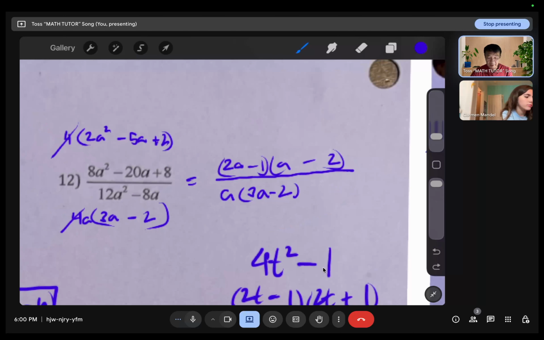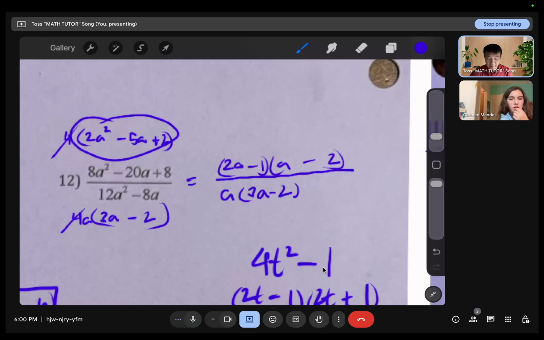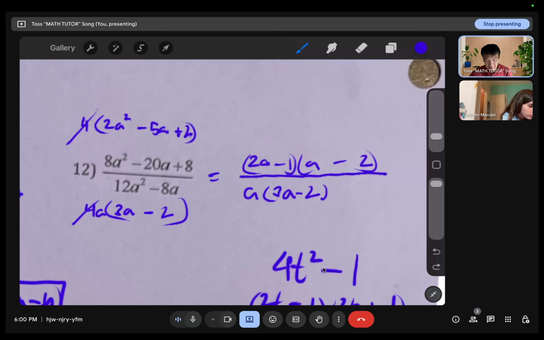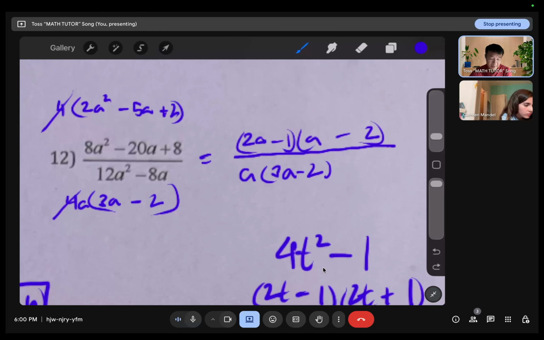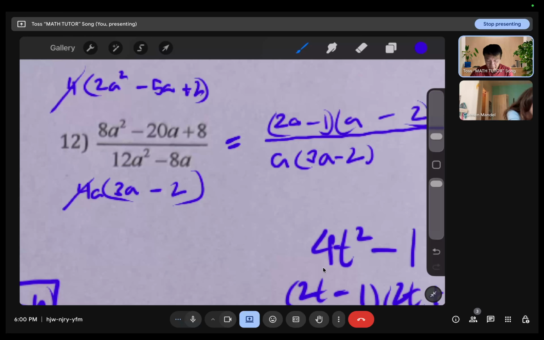Now you can keep it like this, or you can keep it as the non-factored form over the factored form on the bottom. It's up to you. Teacher won't care. This is kind of weird because sometimes they have to actually challenge you and see if you can handle it. Now I'm trying to check the denominator carefully.